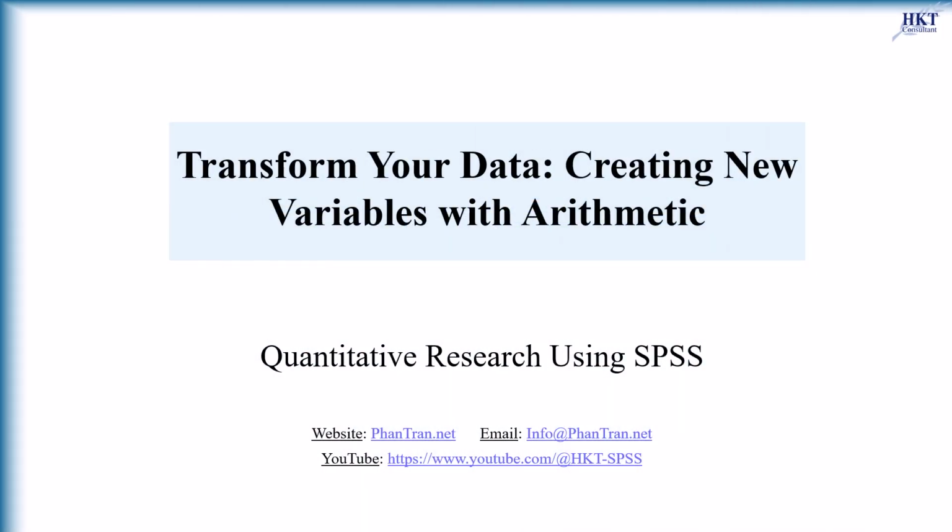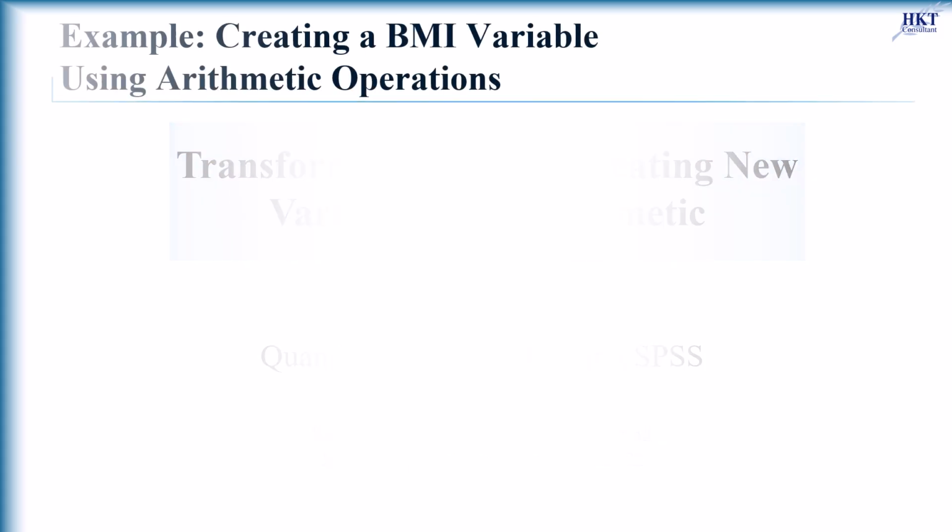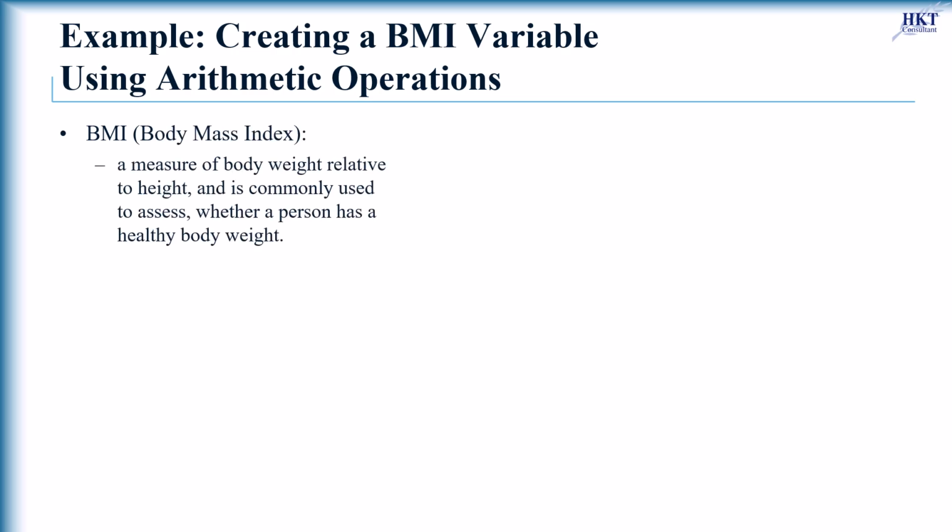In this video, we'll show you how to create a new variable using arithmetic operations. To demonstrate the process, we'll calculate the body mass index, or BMI, for each respondent in our dataset. BMI is a measure of body weight relative to height, and is commonly used to assess whether a person has a healthy body weight. We'll calculate the BMI for each respondent in our sample.